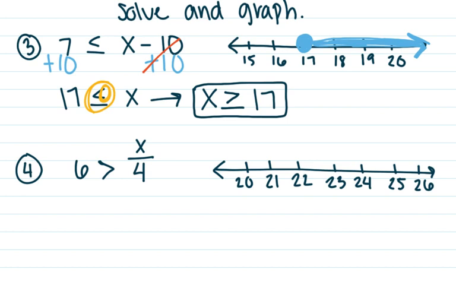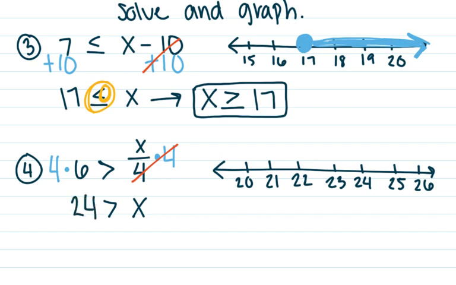All right, on this last one, we have 6 is greater than X divided by 4. Remember this little symbol right here, this fraction means divided by. This is our algebraic way to show division. So the way that I undo division, remember the way that I undo division is to multiply. So to get rid of that 4 attached to my X, I'm going to multiply by 4 on both sides. When I do that, this cancels down to 1X. And then 4 times 6 is 24.